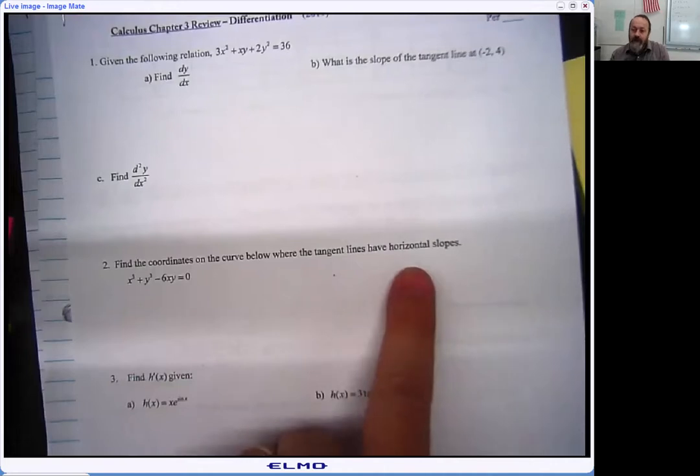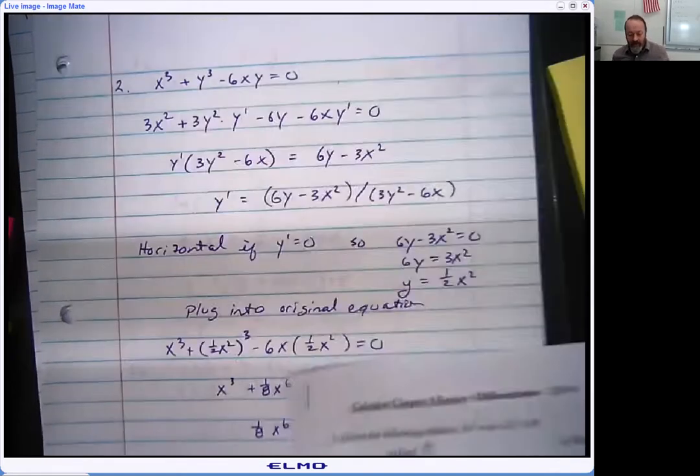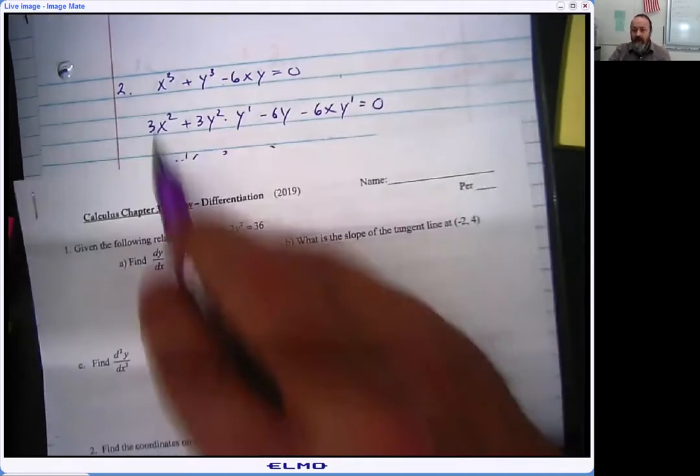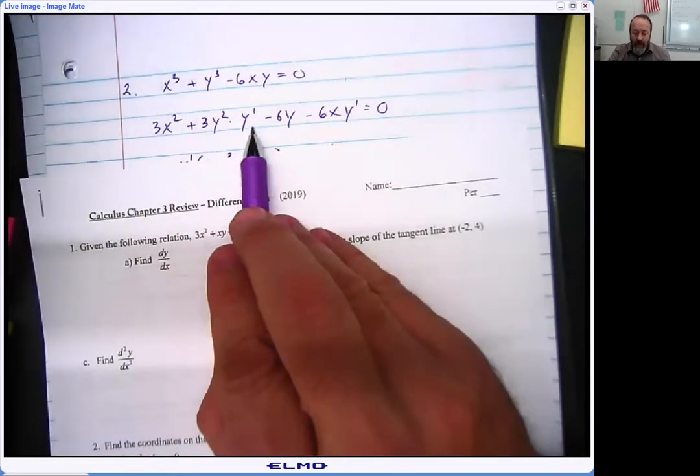So for question number 2, it's a similar problem that we wanted to look at, and that was looking to see when we have horizontal slopes. Now, if we want horizontal slopes, that is exactly where the derivative is equal to 0. So we're going to start it off by taking a nice implicit derivative. So notice derivative of x cubed is 3x squared. I got 3y squared y prime.